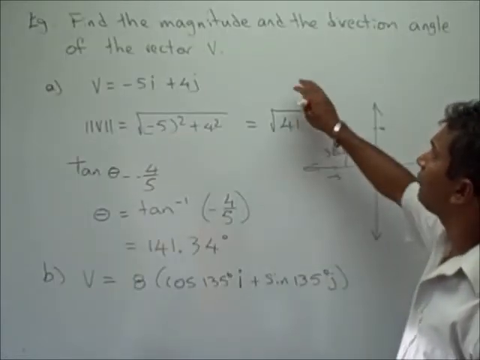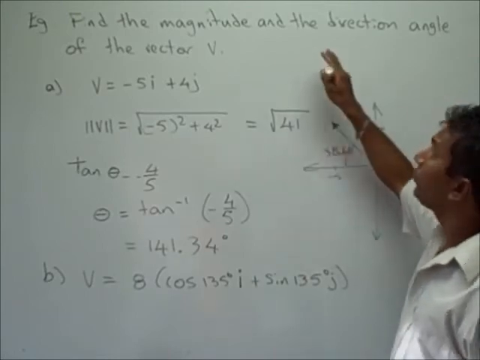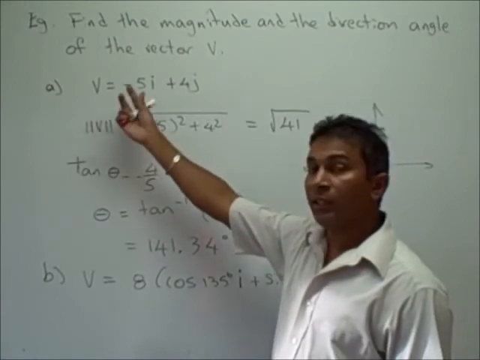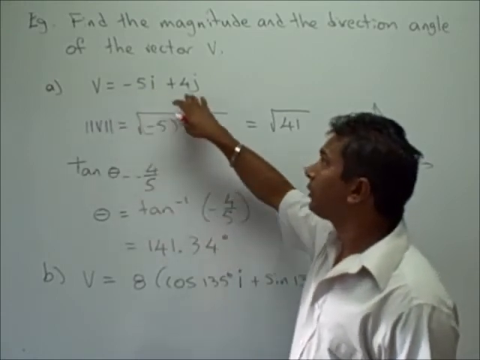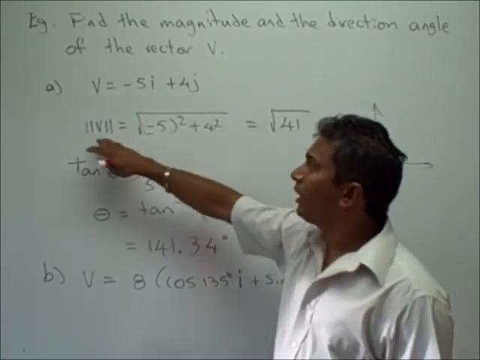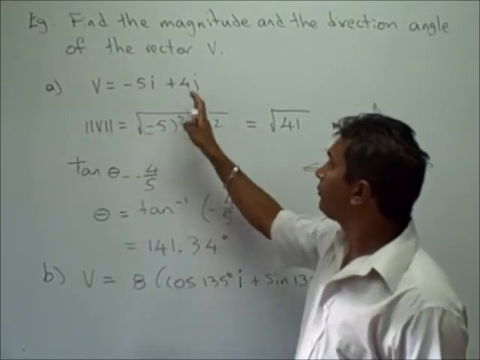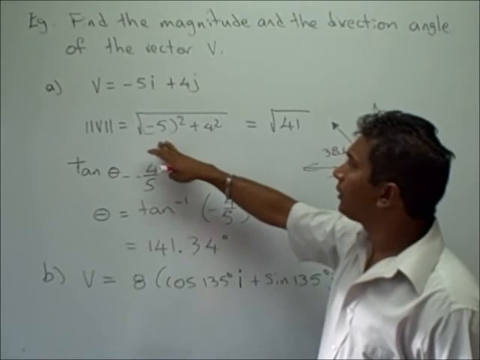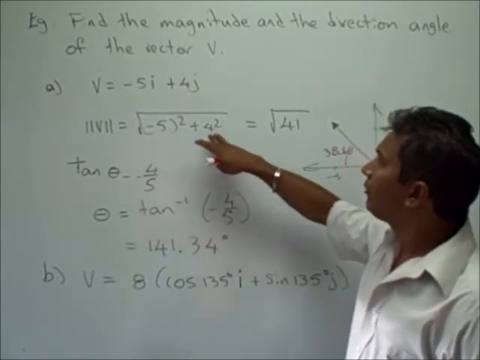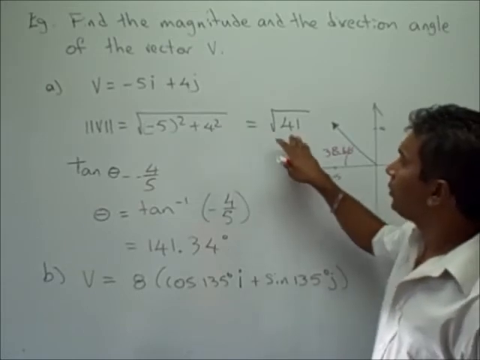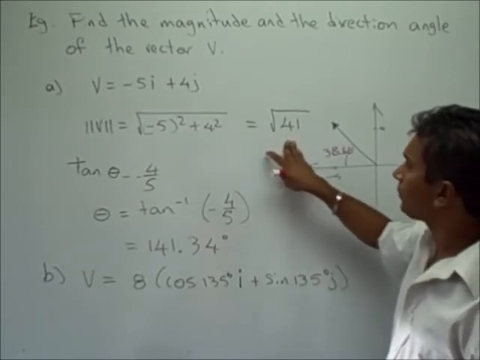So here we're being asked to find the magnitude and the directional angle of the vector v. In part A, we're told that v is equal to negative 5i plus 4j. To find the magnitude of v, it would be v1 squared plus v2 squared, and the square root of all that. So this becomes 25 plus 16, which is 41. So the magnitude is the square root of 41.